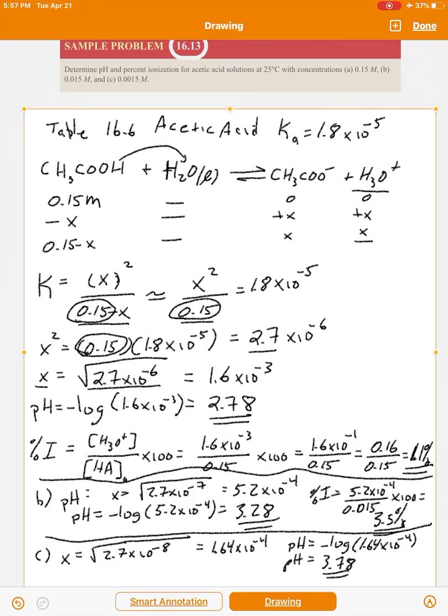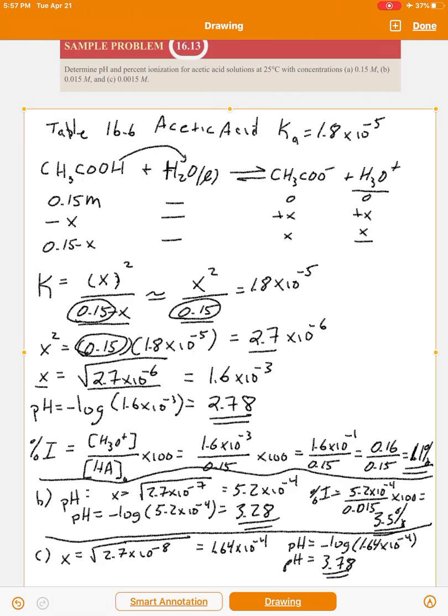So again, lower the initial concentration of the acid, it becomes less acidic. That makes sense, right? Like if you have less acid, it should be less acidic. So every time we knock down the concentration by a factor of 10, the pH goes up some amount. So we started off at 2.78, then we went to 3.28. Now we're all the way up to 3.78.